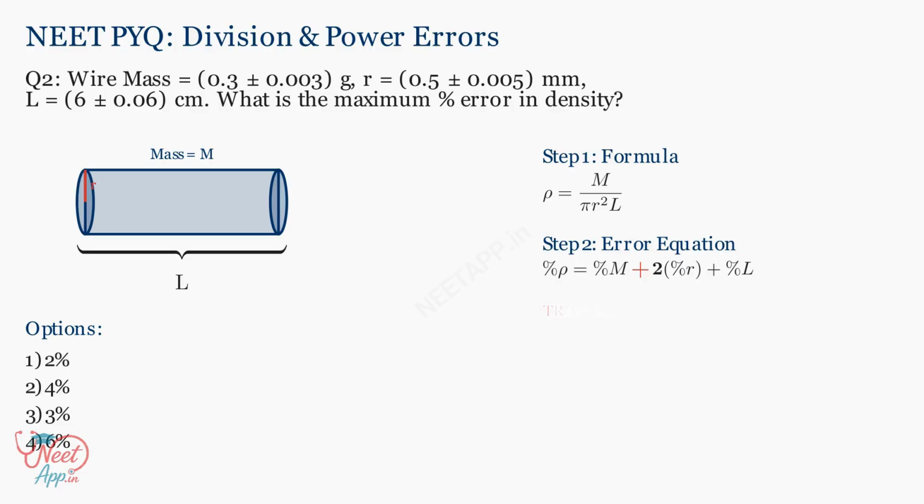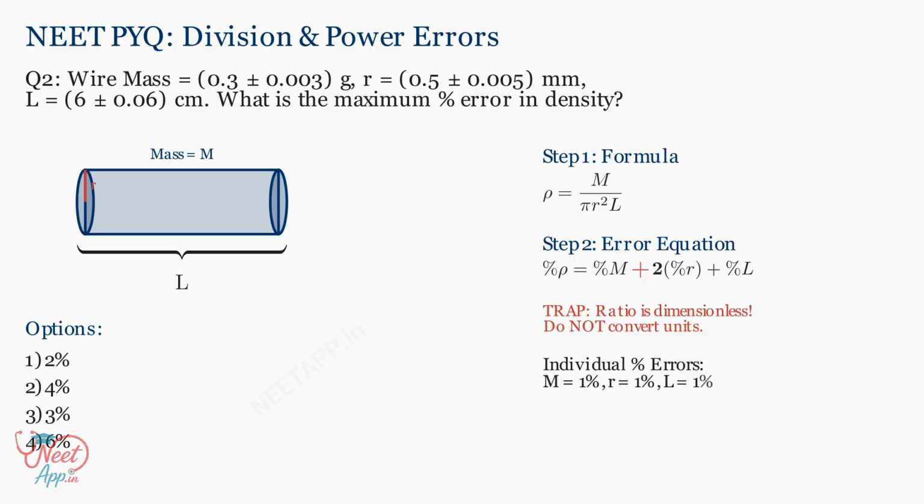Before we calculate, here is a massive NTA trap. You see grams, millimeters and centimeters. Do not waste exam time converting units. Because relative error is a dimensionless ratio, as long as the absolute error and the true value are in identical units, they cancel out completely.